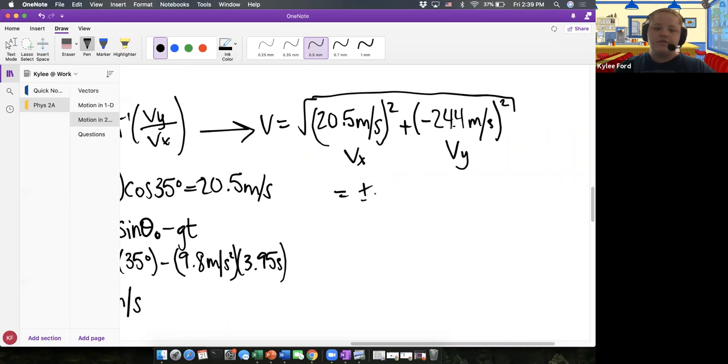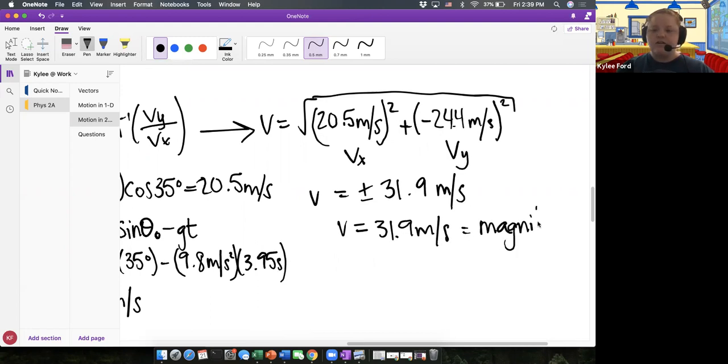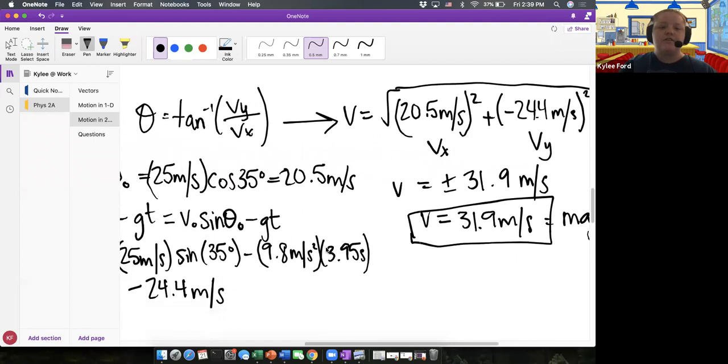We get plus or minus 31.9 meters per second. Remember that we're looking at our magnitude, so we're just going to take that positive value. We're saying it's 31.9 meters per second because that's going to be our magnitude. We're not worried about our direction quite yet. So that's our speed. You can also call that our speed.